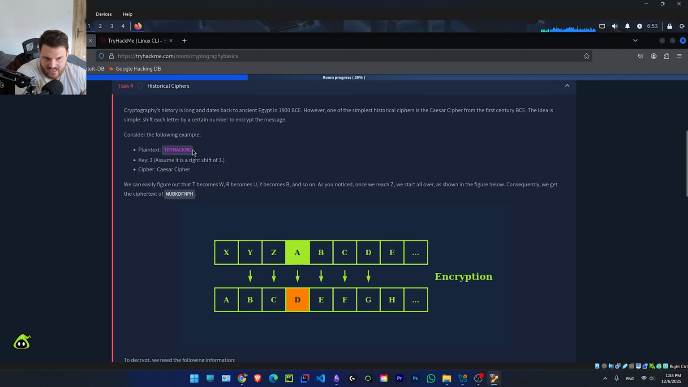Every letter in "try hack me", we shift it 3 times. The algorithm that we want is the Caesar cipher. We can easily figure out that T becomes W, R becomes U, Y becomes B, and so on. And you notice once we reach Z, we start all over, as shown in the figure below. Consequently, we get this cipher. So this is the encrypted data with the Caesar cipher, and it is "try hack me" in plain text.